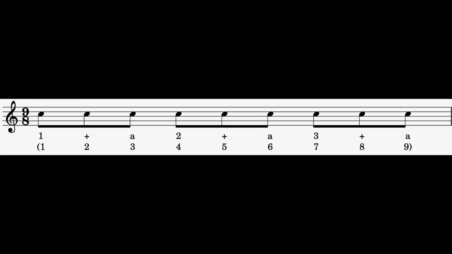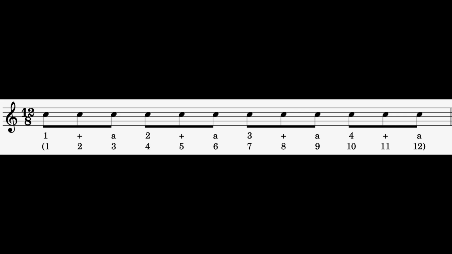If you're in 9/8, you'd have 1, 2, 3, 4, 5, 6, 7, 8, 9, and again through to 9. Or again, you might want to count that as 1 and A, 2 and A, 3 and A, 1 and A, 2 and A, 3 and A. In 12, you can sit there and go 1, 2, 3, 4, 5, 6, 7, 8, 9, 10, 11, 12, and around again. But I don't know about you, I get a little bit tongue-tied when I'm trying to say my 11s and 12s that quickly. So it can be much easier if you want to count that as 1 and A, 2 and A, 3 and A, 4 and A, 1 and A, 2 and A, 3 and A, 4 and A.